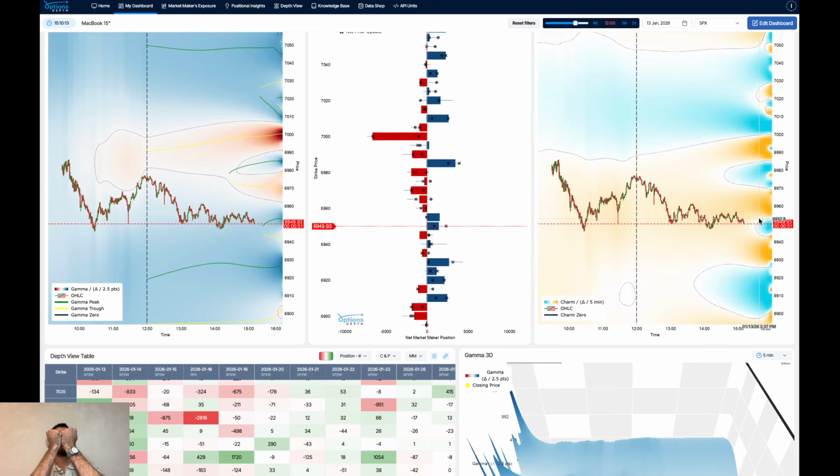So at the moment, there's a potential pinning force, all right? Anything can happen, but this is just the dynamics. Now if I move towards the current timestamp, what we see is there's a peak in market maker gamma exposure right here at 6940. And we see these consecutive market maker long options at 6940.